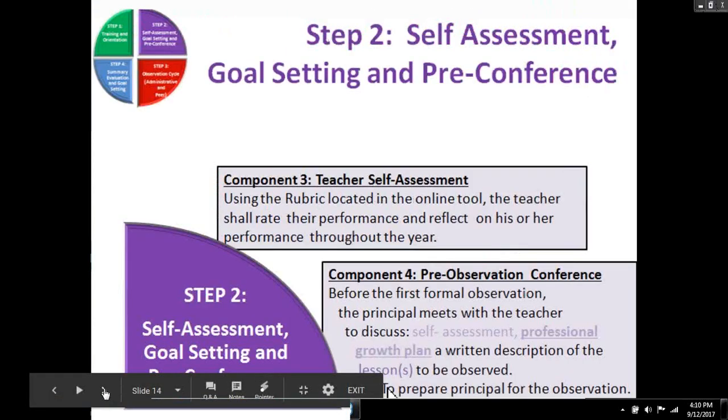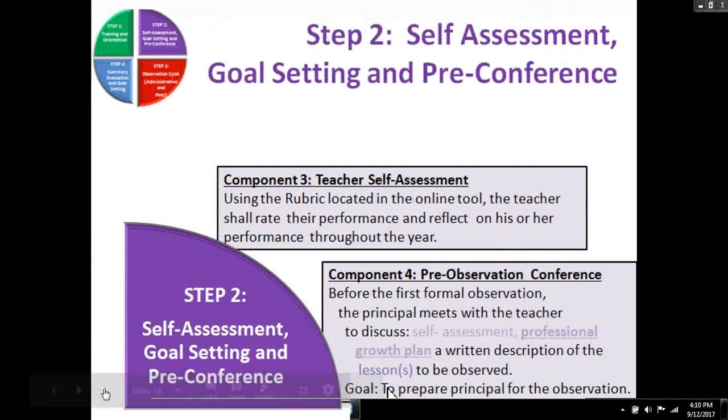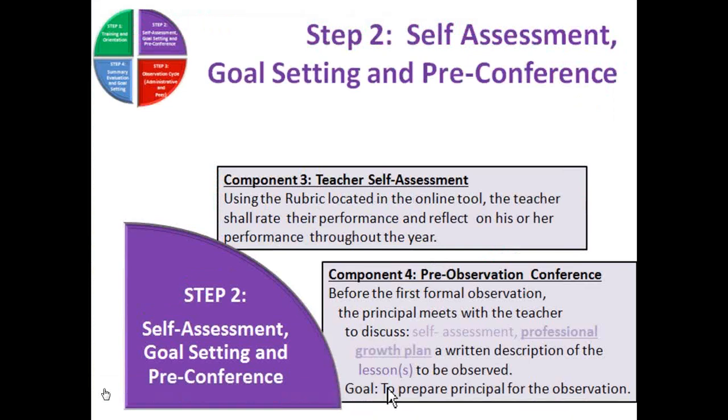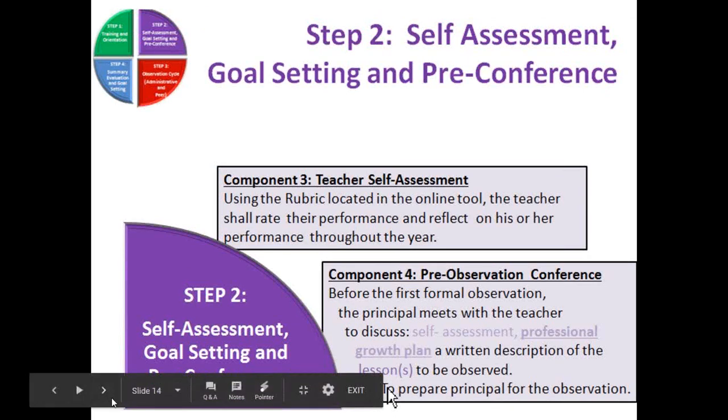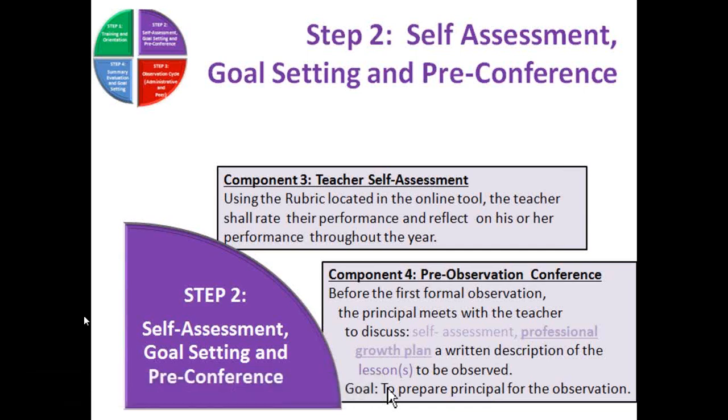Next slide. As we move to component 3, which is the teacher self-assessment, we know that using the rubric located in the online tool, the teacher shall rate their performance and reflect on his or her performance throughout the year. And you really want to encourage a teacher not just to copy what they checked last year, not to just print it out and put in the same data, but you really want a teacher to self-assess and look at the progress and the growth that they made the last year and make sure that that's well documented in their new year's teacher self-assessment.